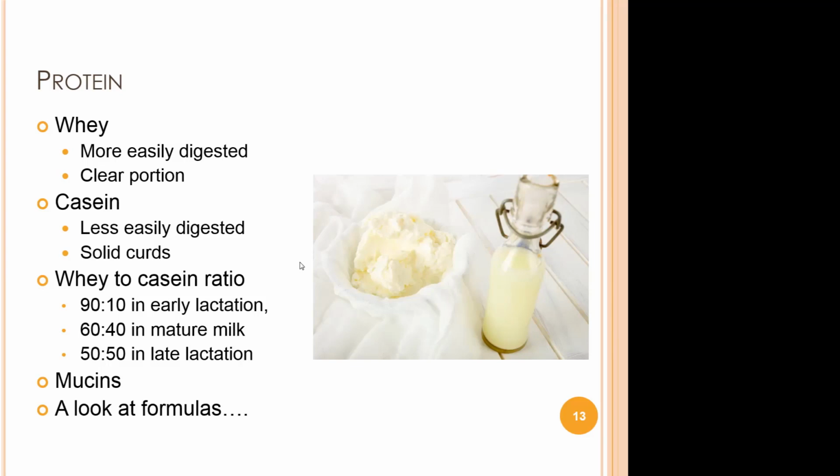The whey to casein ratio varies with each stage of lactation, going from 90% whey to 10% casein in early lactation, 60 to 40 in mature milk, and 50-50 or half and half in late lactation.